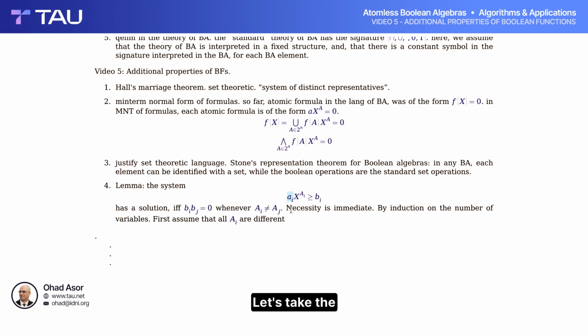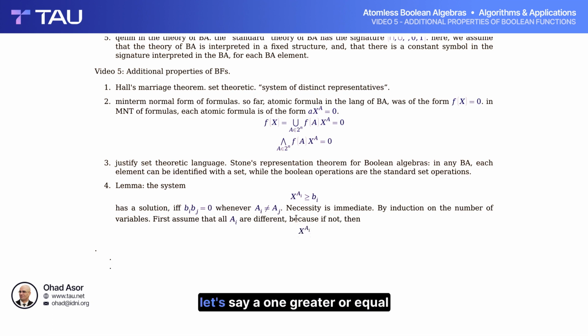Let's take the simpler case where there is no AI here, and we don't really need it. We will see later on that we don't really need it. So we assume that all the AIs are different, because if not, if X to the A1 is greater or equal B1, and X to the same A1 is greater or equal B2, then I can simply write it as X to the A1 greater than B1 union B2. So without loss of generality, we assume that all AIs are different.